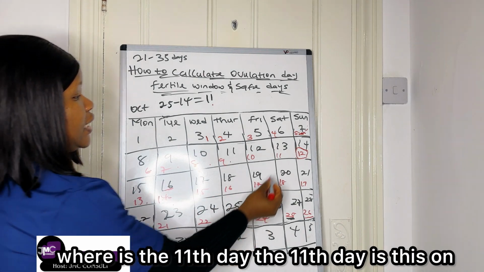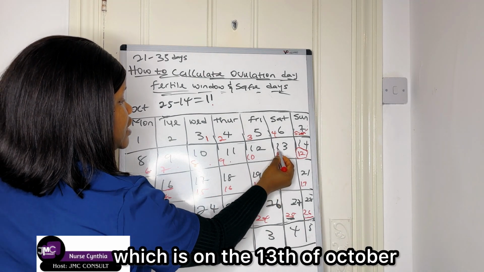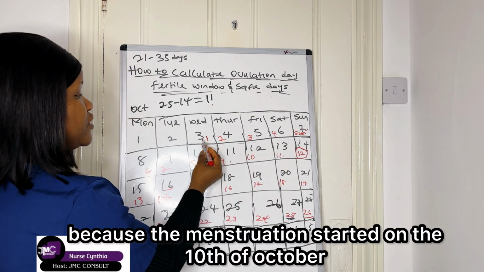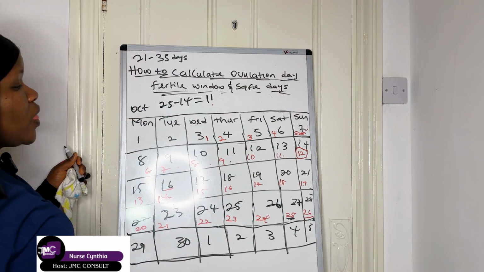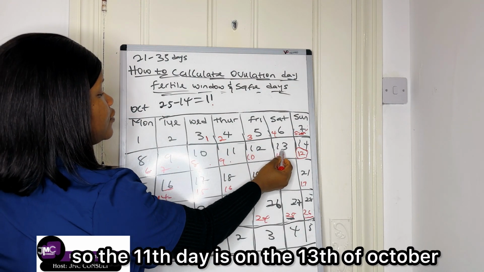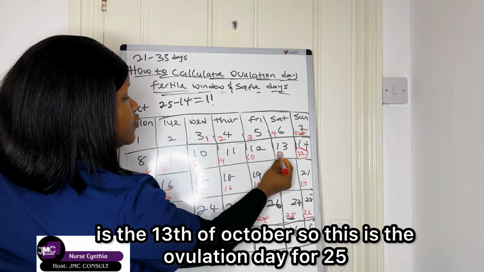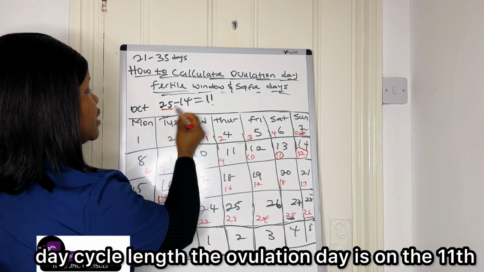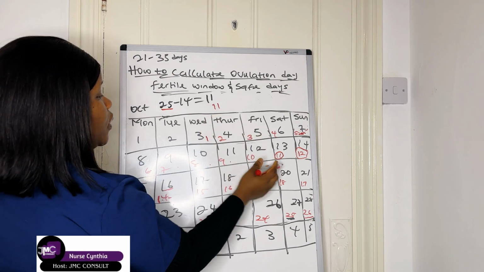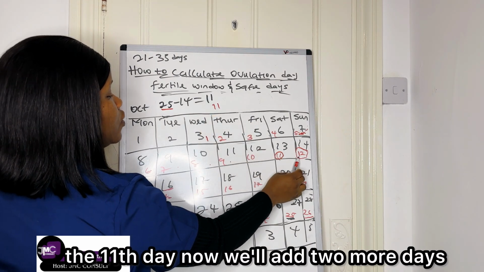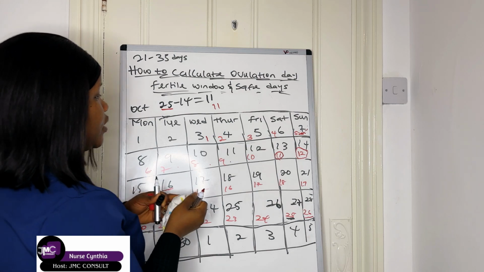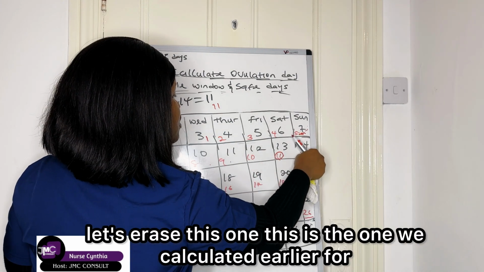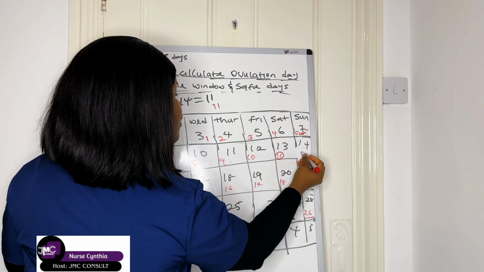The 11th day is on the 13th of October, because the menstruation started on the 3rd of October. So the 11th day is on the 13th of October. So this is the ovulation day for a 25-day cycle length. This is the 11th day. Now we'll add 2 more days. Let's erase this one. This is the one we calculated earlier.